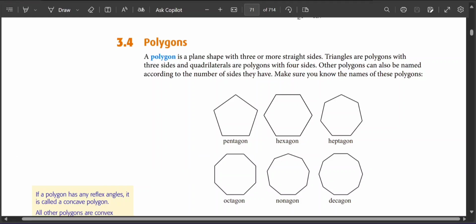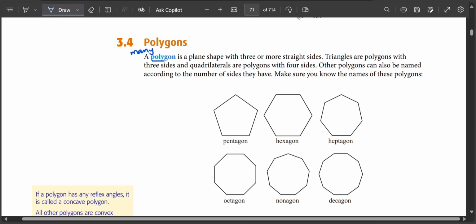So in polygons, what exactly are polygons? Let's go over them first. A polygon is a plane shape with 3 or more straight sides. Poly means many. Triangles are polygons with 3 sides and quadrilaterals are polygons with 4 sides.